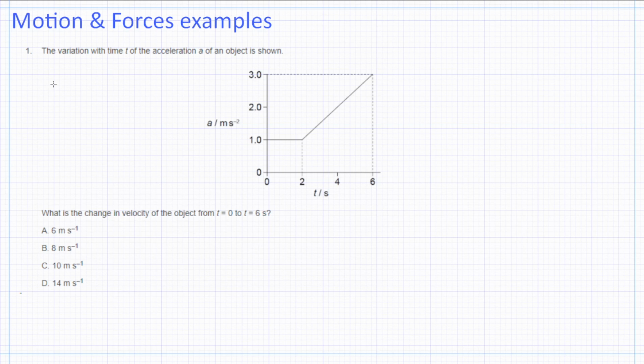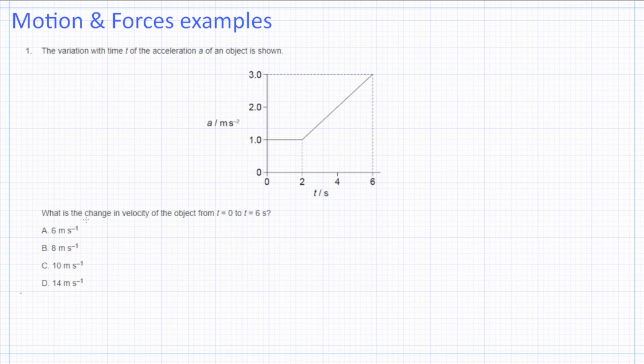Alright, so number one, the variation with time t of the acceleration a of an object is shown. So we have a graph here. You should remember that we can get a lot of precious information from this kind of graph. So let's take a look at what's asked.